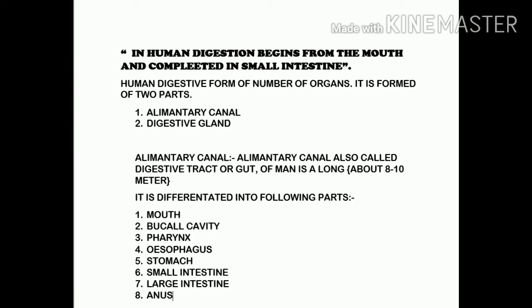Small intestine. It is a long, about 6 meter, narrow, tubular, and coiled part present in the abdomen. It is differentiated into anterior duodenum and posterior ileum. It is mainly concerned with completion of digestion and absorption of food. So this was about alimentary canal. So let's discuss about digestive gland.